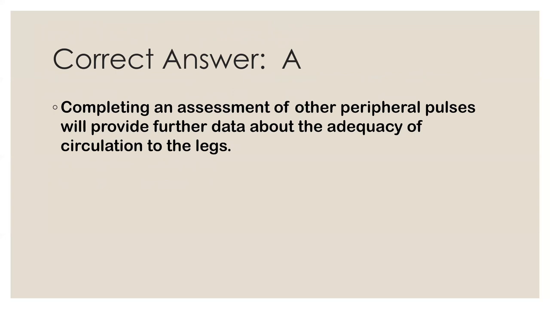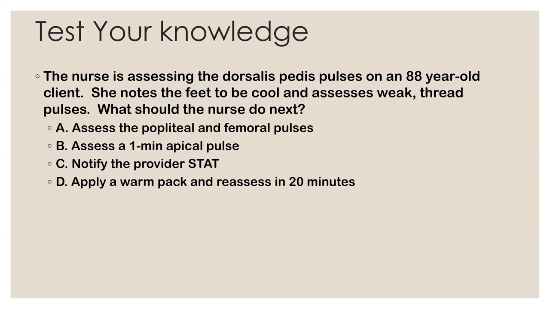Correct answer is A. Completing an assessment of other peripheral pulses will provide further data about the adequacy of circulation to the legs. You may be thinking, but you just told me to assess the 1-minute apical pulse if we notice that pulses are weak or thready or abnormal. And that is true. However, I want you to think deeper when you look at this particular question, because when we're talking about the lower extremities, that always gets a little bit more tricky than any other extremity. They're always at more risk than any other extremity to get decreased blood flow.